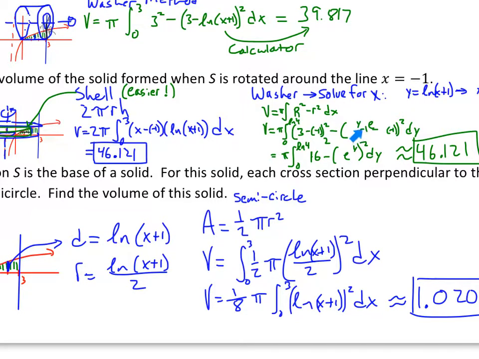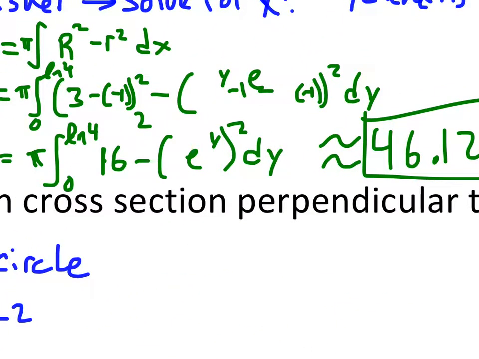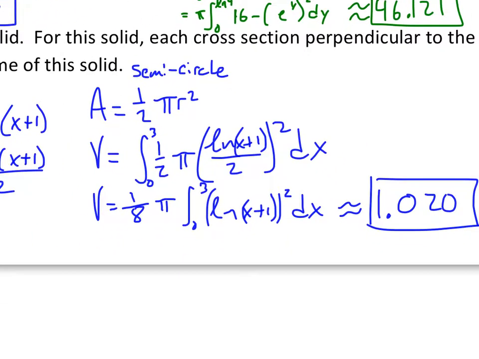Little r is... something weird happened here. I think this e here is supposed to be down here: e to the y minus 1. That's the function minus 1. I don't know where that e went, it ran away. Okay, and the minus 1s are going to cancel there, and you have e to the y. Use your calculator, and we get 46.121.